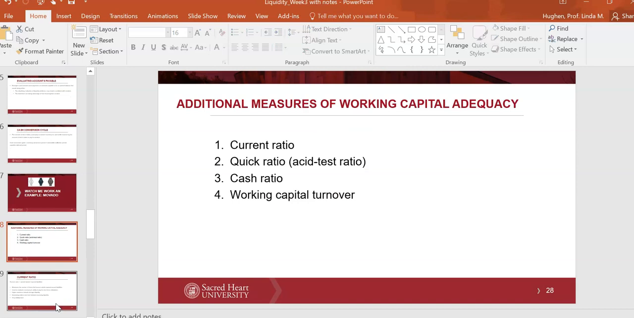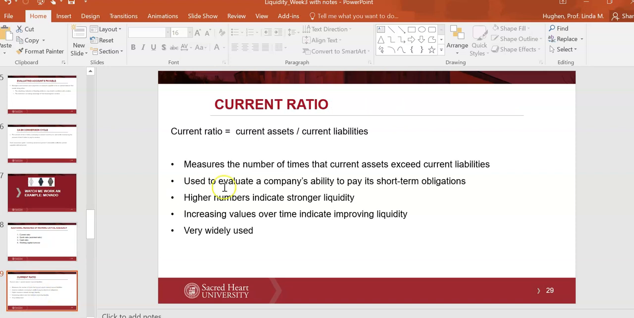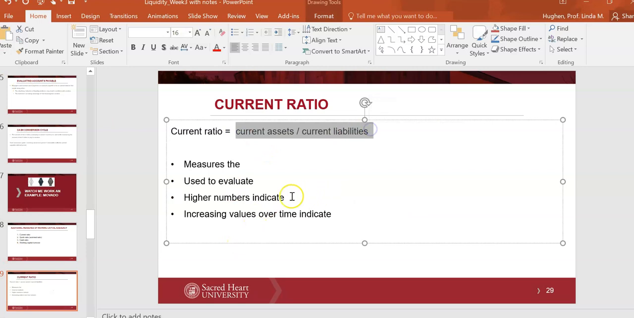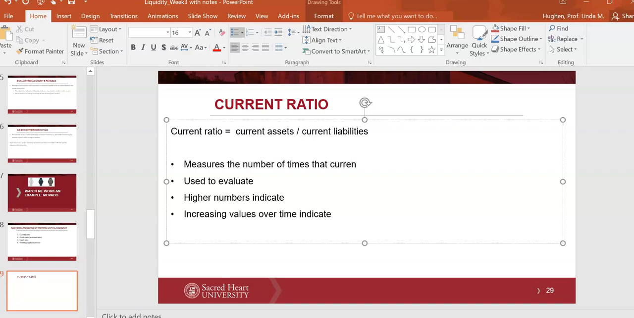Here are 4 additional measures of working capital adequacy. Let's start by looking at the current ratio. Current ratio is equal to current assets divided by current liabilities. And remember, working capital was the difference between current assets and current liabilities, so it gave us a dollar amount. The current ratio is a comparison. How many times greater are your current assets than the current liabilities? And let's write that down. Measures the number of times that current assets exceed current liabilities.